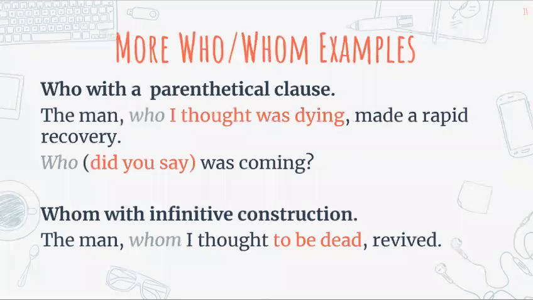So here we have who with a parenthetical clause. So the man who I thought was dying made a rapid recovery. How do we know that who should be used in the sentence? Again, we reconstruct the sentence. So I thought he was dying. And we know that he is used in the subject case. So who would have to be used here.